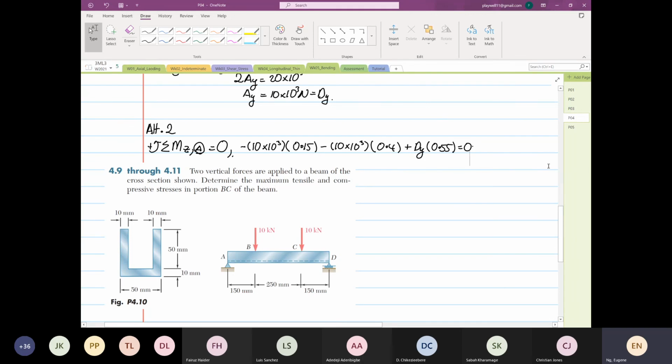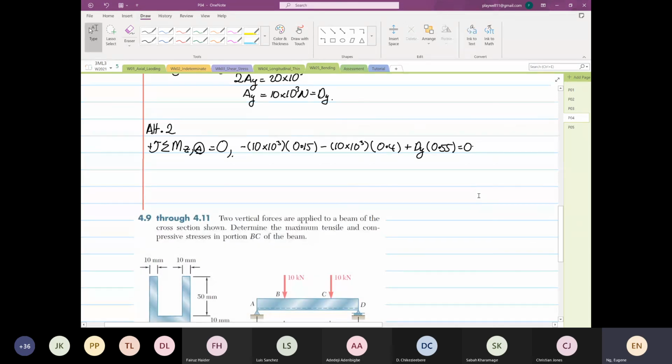Okay, so from here you get your Dy. So Dy will be equal to 10 times 10 to the power 3 times 0.15 plus 10 times 10 to the power 3 times 0.4. So this is 5500 divided by 0.55, right? So this will be equal to 10 times 10 to the power 3 Newton.